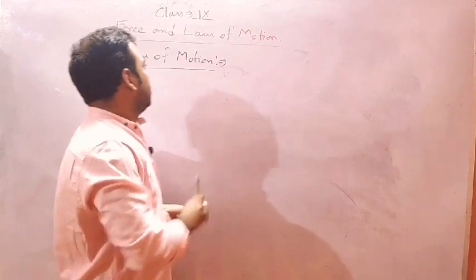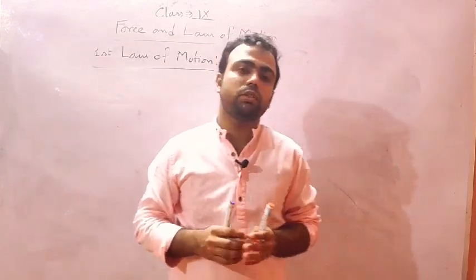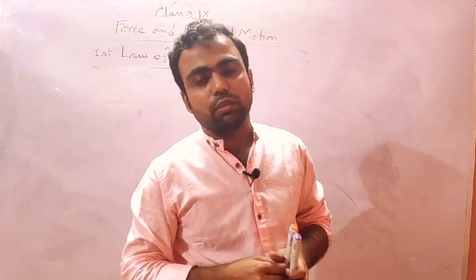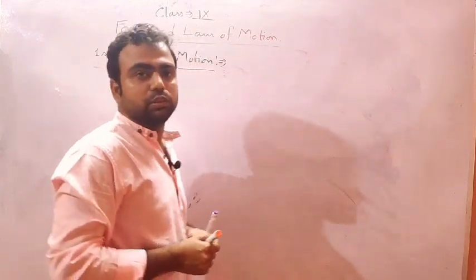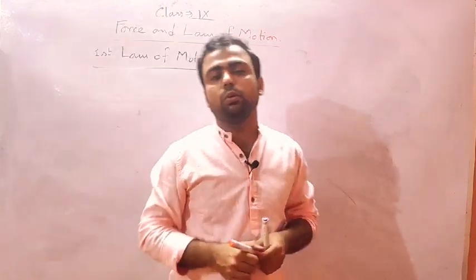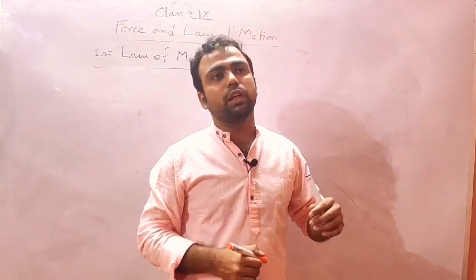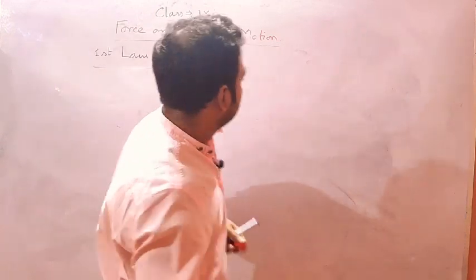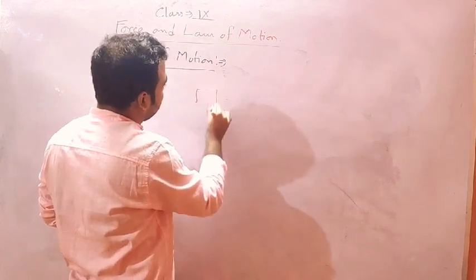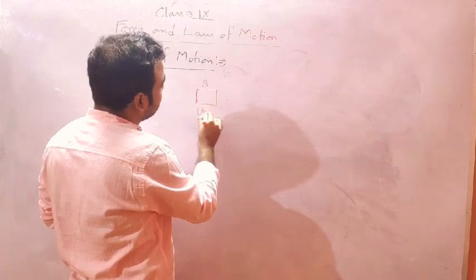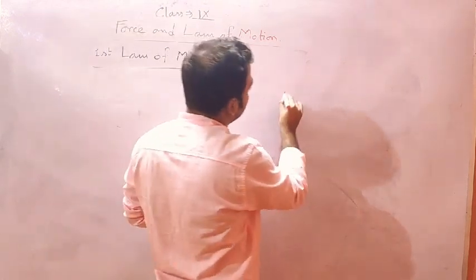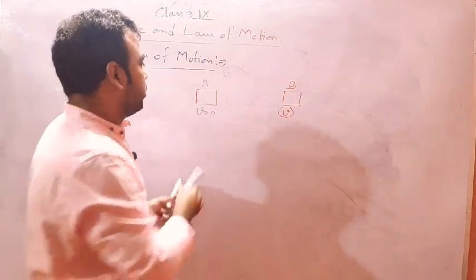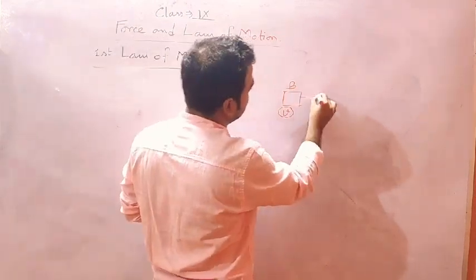What does Newton's first law say? Newton's first law says that if there is no unbalanced force acting on a body, the body will remain in its state of motion. That means a rest object will remain at rest and a moving object will keep moving in the same direction with the same velocity. Suppose two types of objects are here. Suppose this is object A, its velocity is 0, that means it is at rest, and there is another object B, which moves with velocity V, suppose towards the right direction.